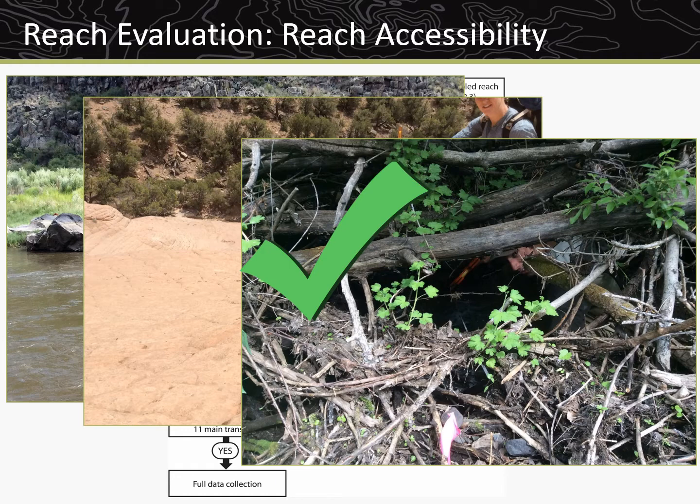Lotic AIM requires personal safety as the foremost priority. But if safety is not being compromised, it is expected that those collecting AIM data do everything they can to access and sample a reach.